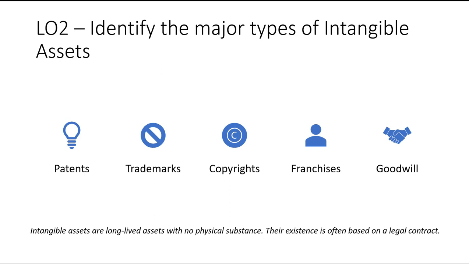Goodwill is kind of a very amorphous kind of intangible, maybe the most intangible. So goodwill means that the company that you're looking at bought another company. And when it bought the company, it paid more than the net assets of the company. So net assets are assets minus liabilities, right?